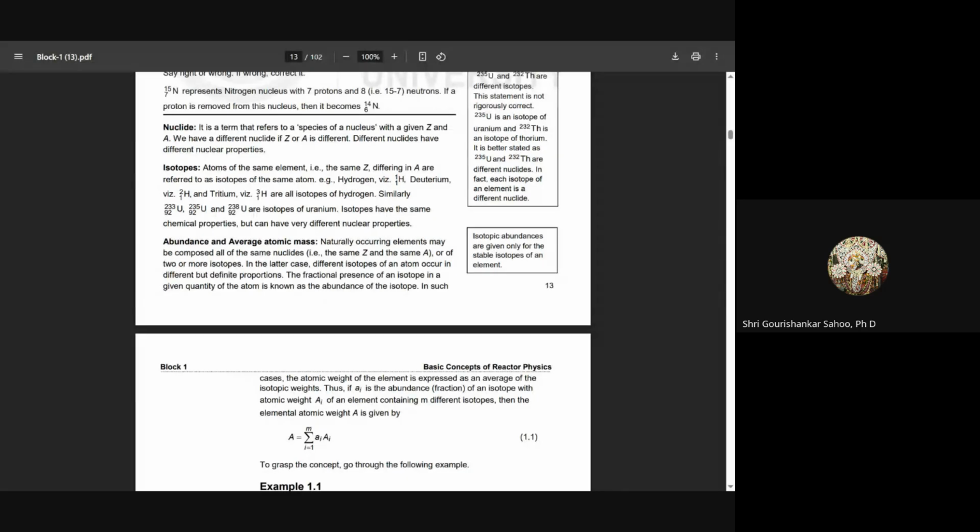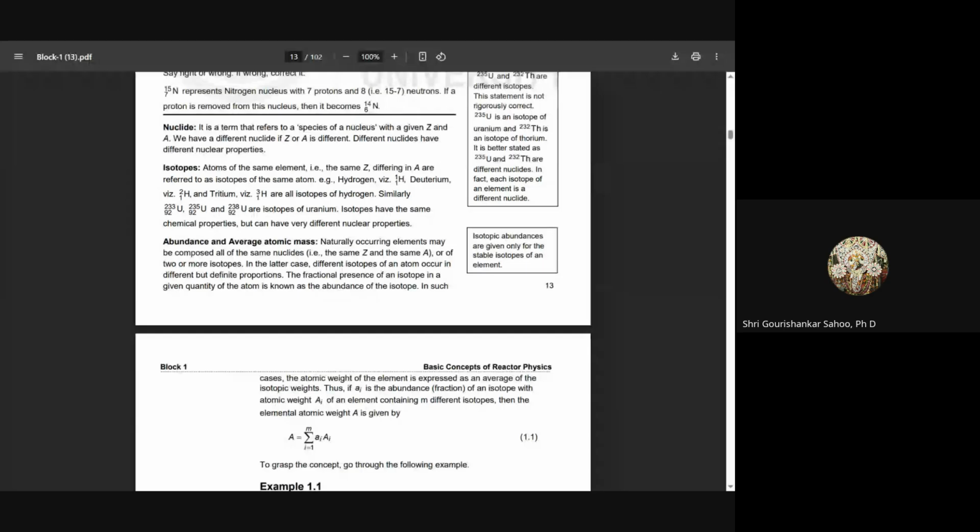So uranium 233 represents 92 protons and 141 neutrons. The 235 isotope represents 92 protons and 143 neutrons. Similarly, the third isotope has 92 protons and 146 neutrons. So 141, 143, and 146 are the numbers of neutrons these three isotopes contain.